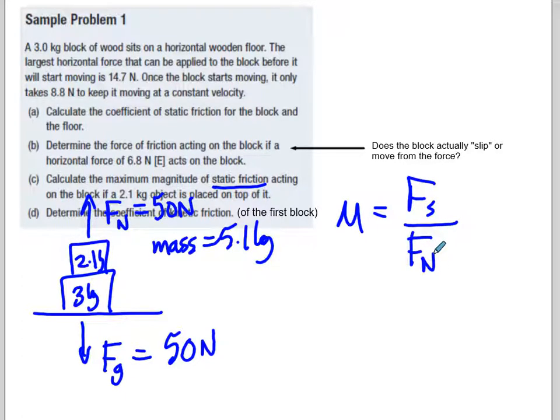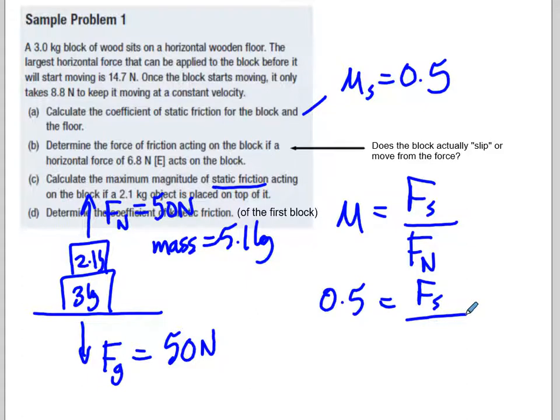And we found in part A that our mu static was 0.5. So I can put in 0.5 for mu, I can put in my static friction, and I can put in my normal force of 50 newtons. If I solve for that, I get 25 newtons as my new F_S max. So my new static friction maximum, because I've increased the mass of the object, is going to take a larger force to get this moving.